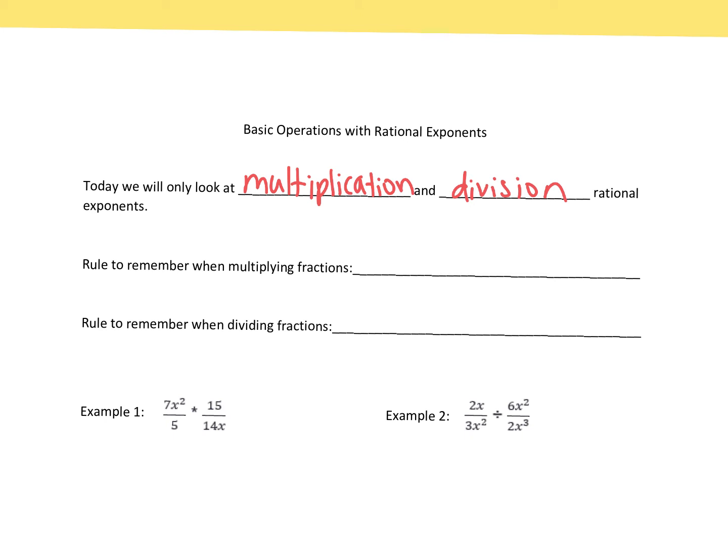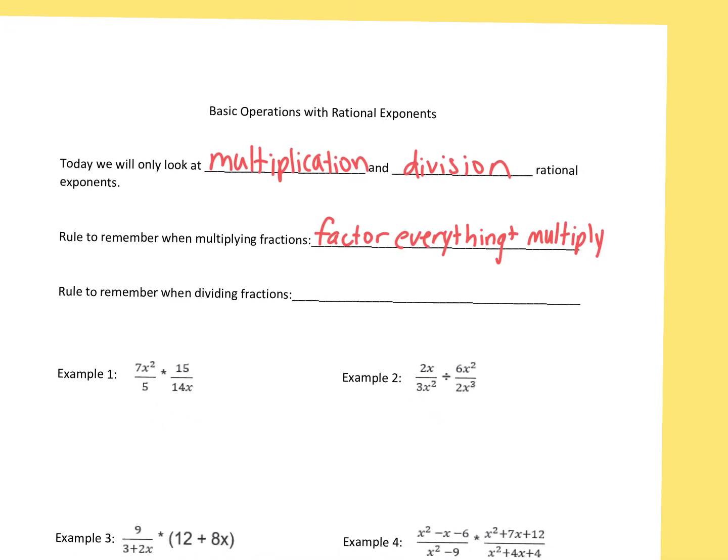All right, rule to remember. When we're multiplying fractions, we need to factor everything and multiply across. Factor everything out, every numerator, every denominator, and multiply across.